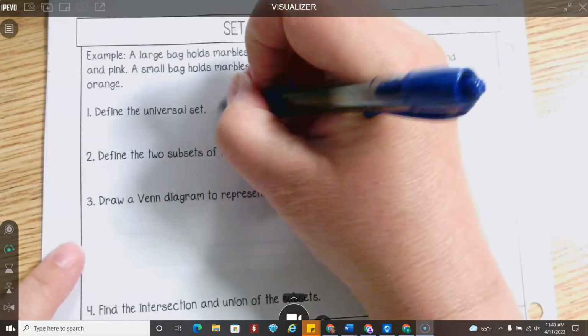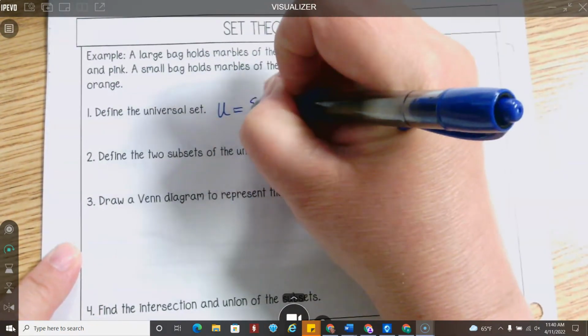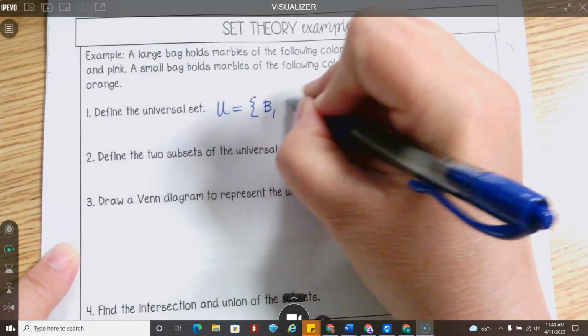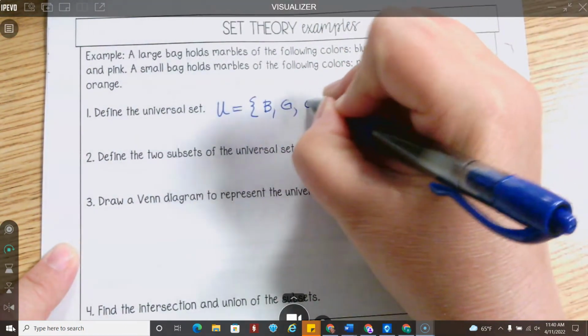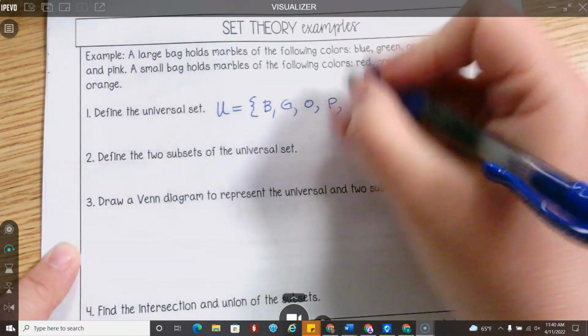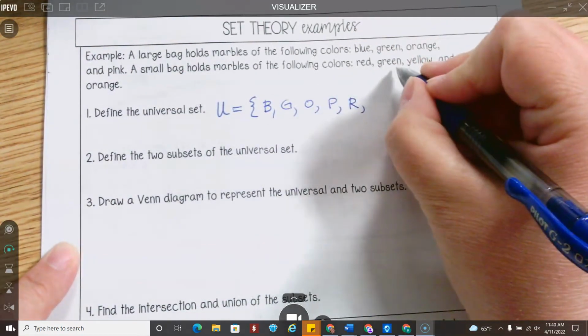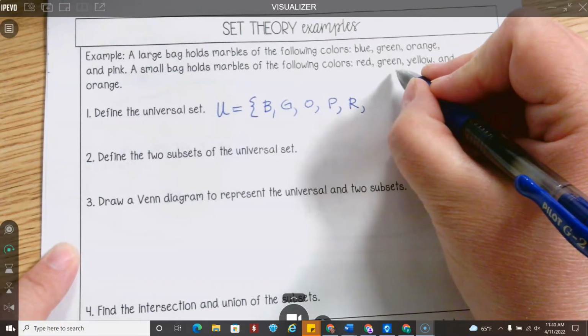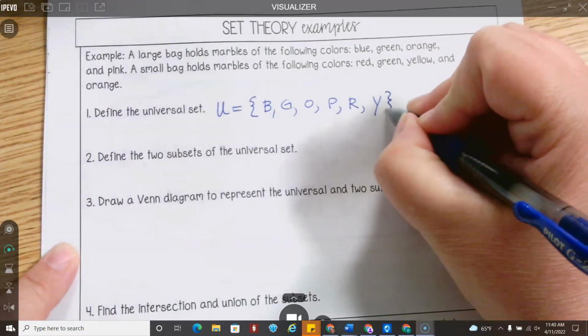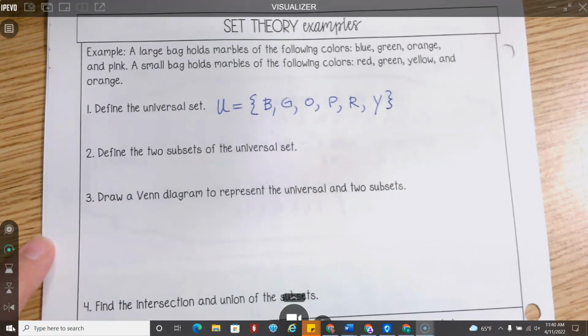So the universal set is all the colors that have been mentioned here. So I'm going to say B for blue, G for green, O for orange, P for pink, red. Green was already mentioned, so I wouldn't put it in there twice. If something's in a set, you don't have to name it more than once. Y for yellow, and orange has also already been mentioned. So there's my universal set. That's the set of all the colors mentioned in either bag.